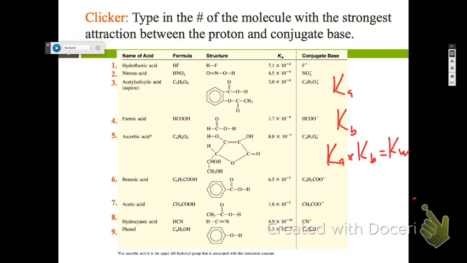And it's all about water. So technically this top one should show water. I'm being lazy and leaving water out. It should be water plus HA gives H3O plus.